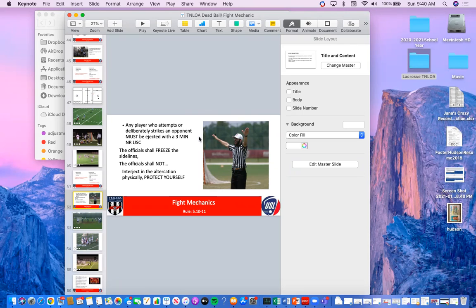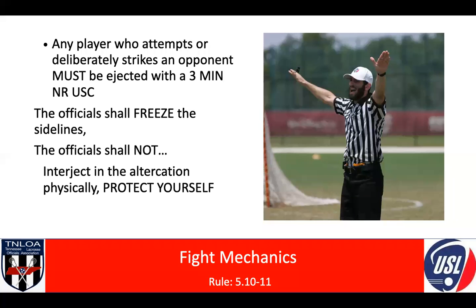Absolutely. Peyton says, are we distinguishing between a closed fist or an open hand slap or treating them the same when it comes to fighting? If he wants to slap the kid, it's still a punch. A player who attempts to, because the way the rule states is it's striking an opponent. Doesn't say closed fist, open hand. It's striking an opponent. If he attempts it, if he connects or doesn't connect, it's ejection.